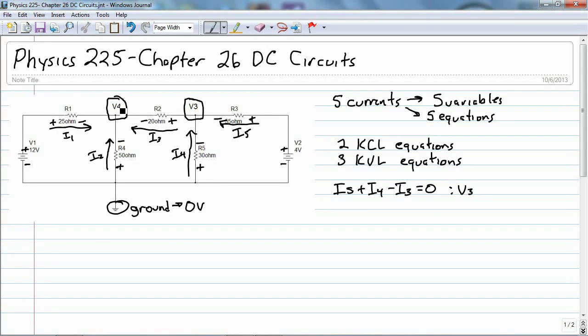At V4, we have all the currents going in. So we have I1 plus I2 plus I3 equals 0. And that's at node V4. Now, let's not have a problem here with all of our currents being positive going in. That just means that one or 2 of these currents are going to be negative. And a negative current just means we chose the wrong direction. We just need to flip it.